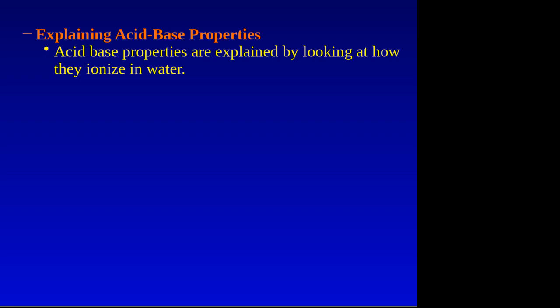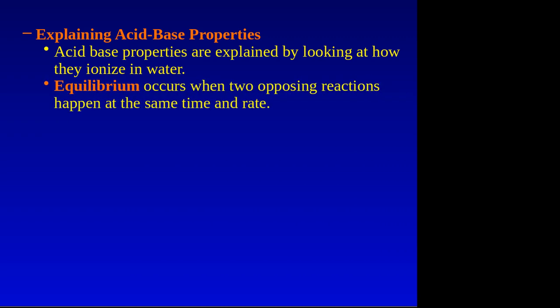All right, acid-base properties are explained by looking at how they ionize water. When you reach an equilibrium point, the two reactions happen at the same time. It's not that the reactions stop. Equilibrium isn't saying that the reactions stop. You think of it as a revolving door, and your chemical reactions are people going in and out of the revolving door. When the people going in and out are going at the same rate, they're in equilibrium. So you never get more people inside or outside because they're going through the door at the same rate.